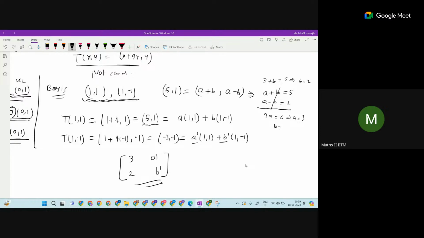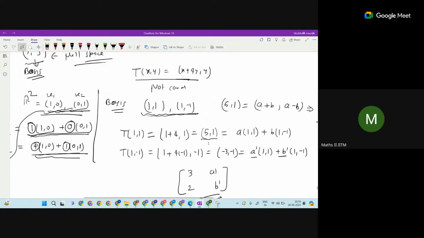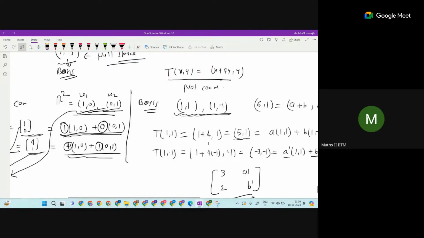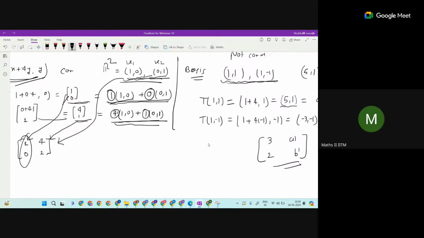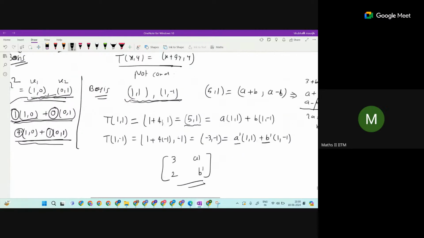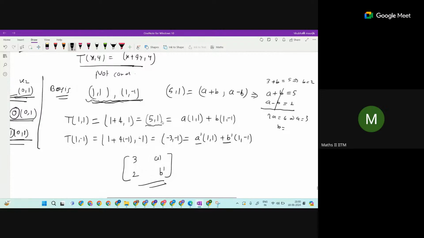So this is the difference between the canonical basis and a non-canonical basis. Canonical is much easier. Whenever the question asks for the canonical basis, you can directly write the images in vertical form, here and here. But when it is different from the canonical, you have to do more work: solve equations, get values, and then substitute.